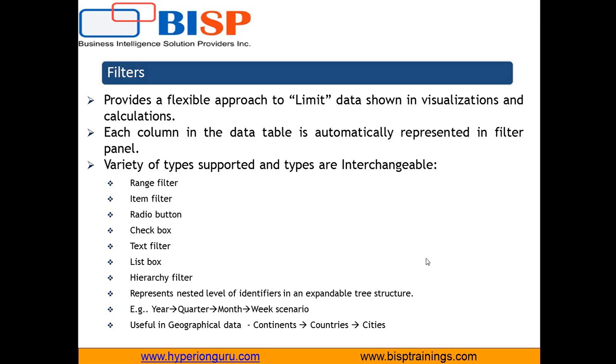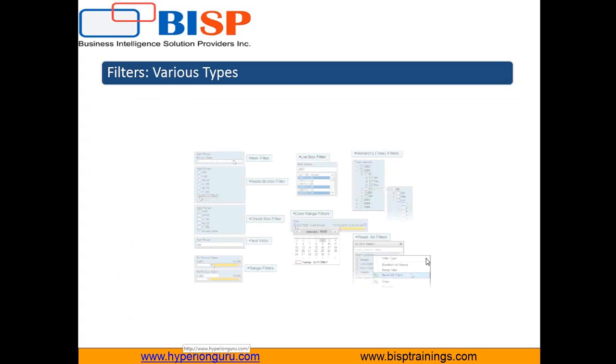So these are some kinds of filters: range filter, item filter, radio button, checkbox, text filter, list box. A hierarchy filter represents listed levels of identifiers in an expandable tree structure. And you have the this year, quarter, month, week scenario. This is formed for every column which is in date format. It's useful in geographical data where you need to show continents, countries, and cities. So you can see the various types of filters.